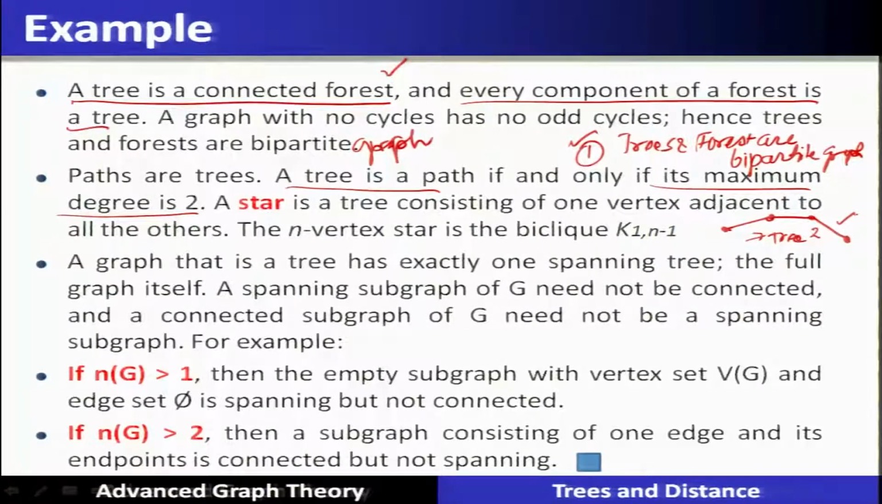A star is a tree. A star is a tree consisting of one vertex adjacent to all others, going out from that particular vertex, and it is called a star. An n-vertex star is represented as K_{1,n-1}, one vertex with n minus 1 other vertices. Now, the graph that is a tree has exactly one spanning tree.